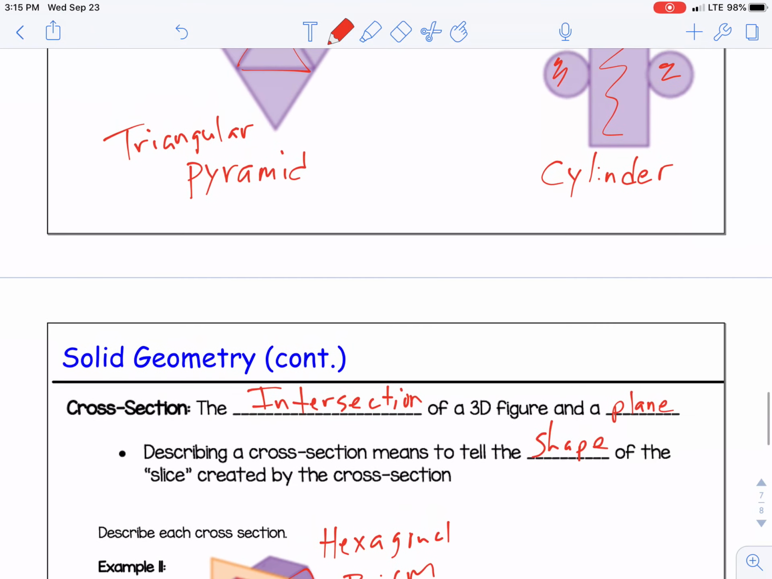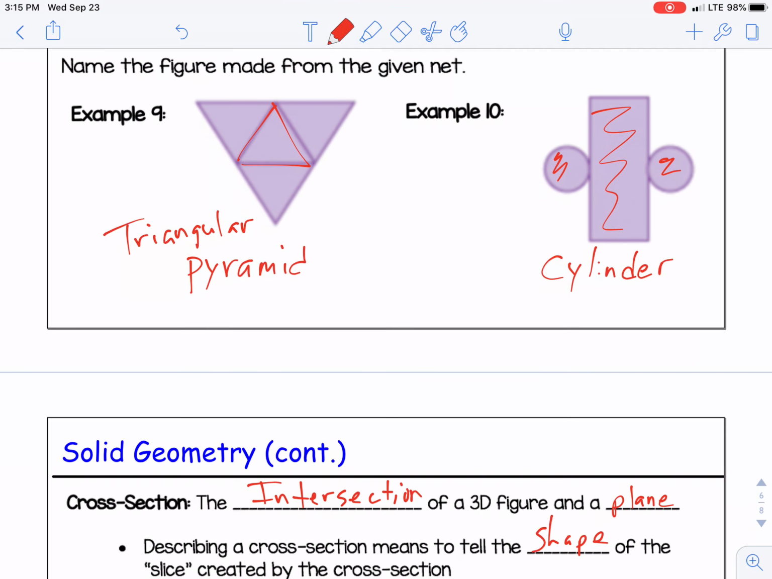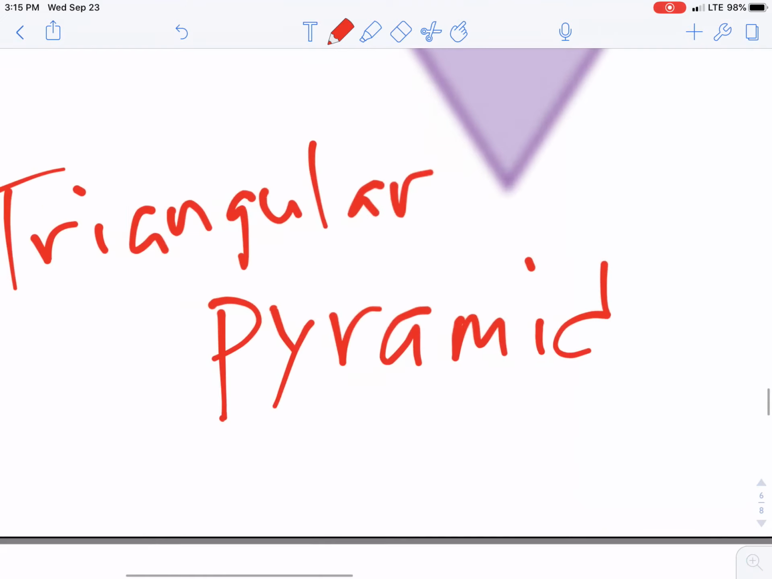So take your time when you're going through and naming things, but it's either going to be a pyramid, a cylinder, a prism, or a cone, right? That's part of it. And then you have to name the other piece, like triangular, rectangular, hexagonal, pentagonal, heptagonal, octagonal, right? That's how we would name those shapes.